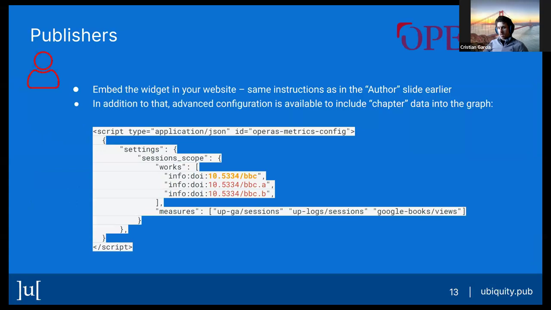So publishers, you've got the option to not just display the metrics for a book. If you can see the works, the DOIs, you've got, let's say, a BBC one as an example, and then point A will be a chapter and point B will be another chapter. So yeah, you've got multiple options there as well.